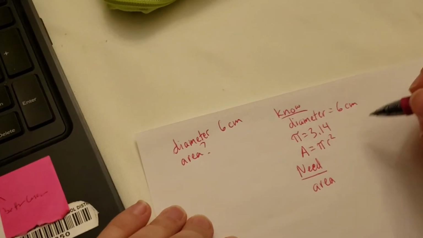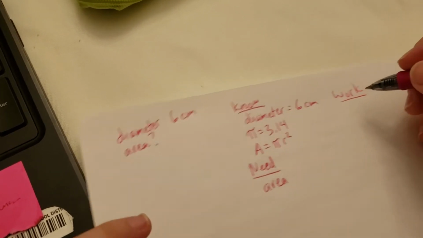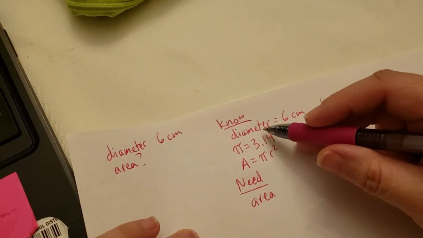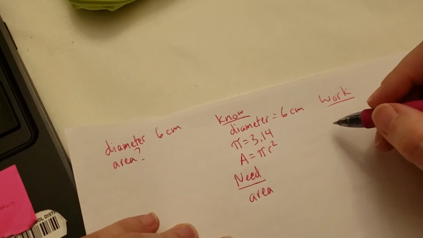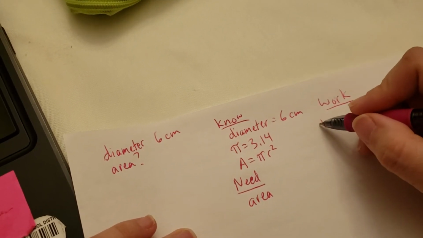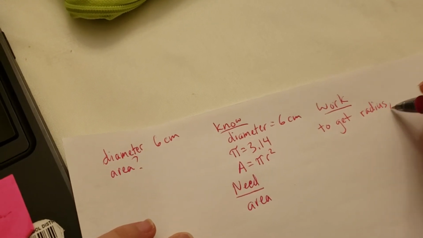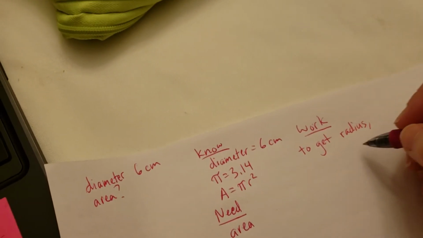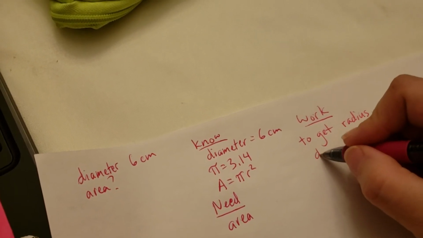All right. So my plan here, my work: I want to use the area formula, but the area formula needs a radius, and I don't have that right here. I do know that the diameter is twice the radius, or the radius is half the diameter. So to get the radius from a diameter, divide by 2. Divide the diameter by 2.